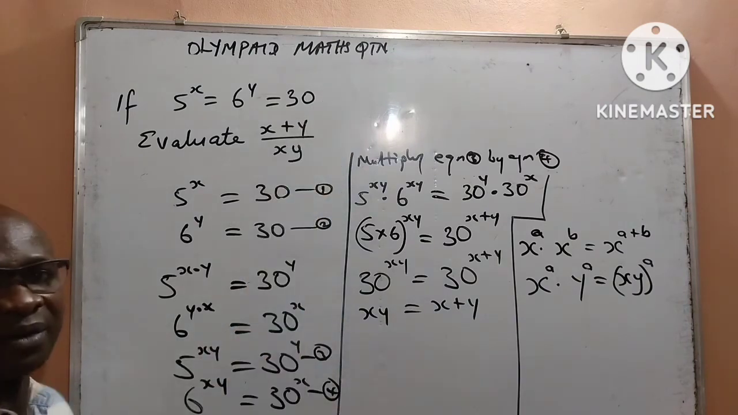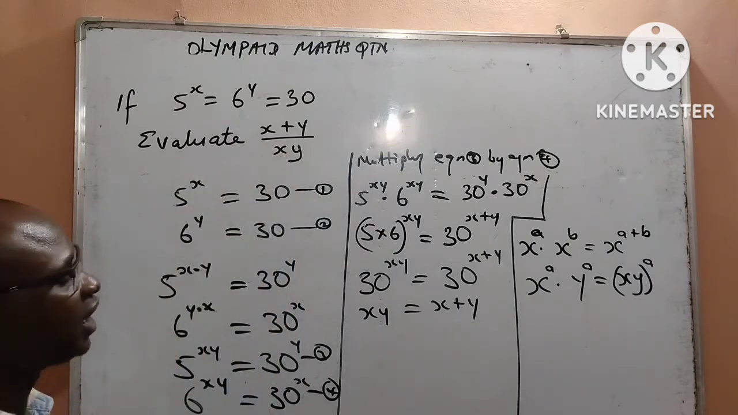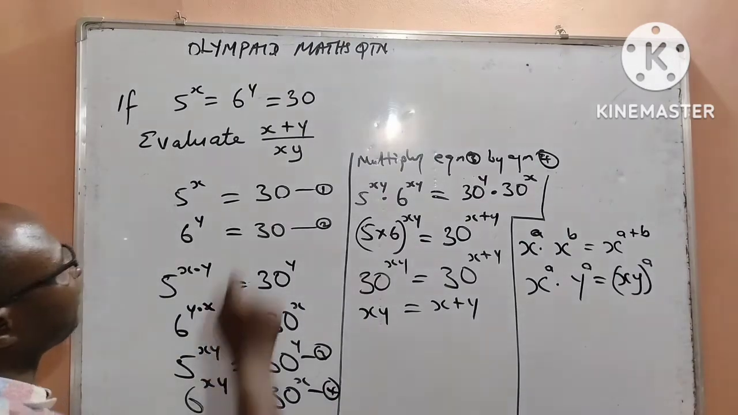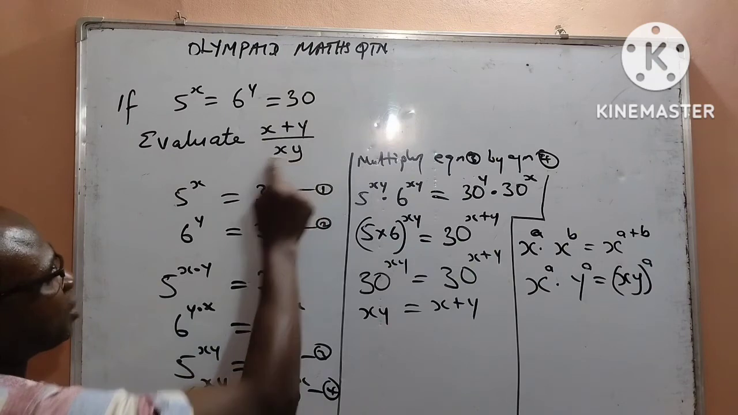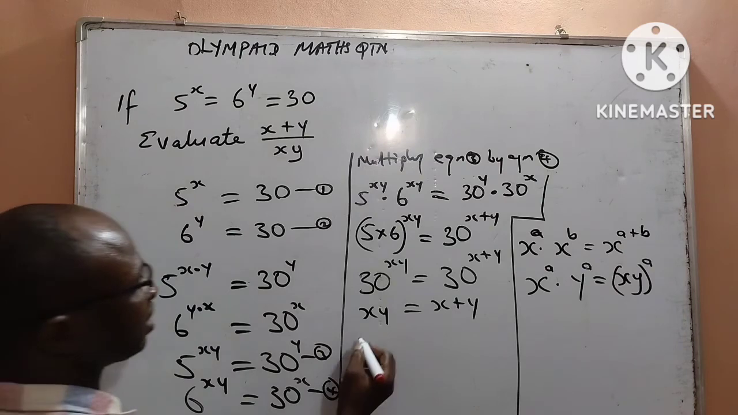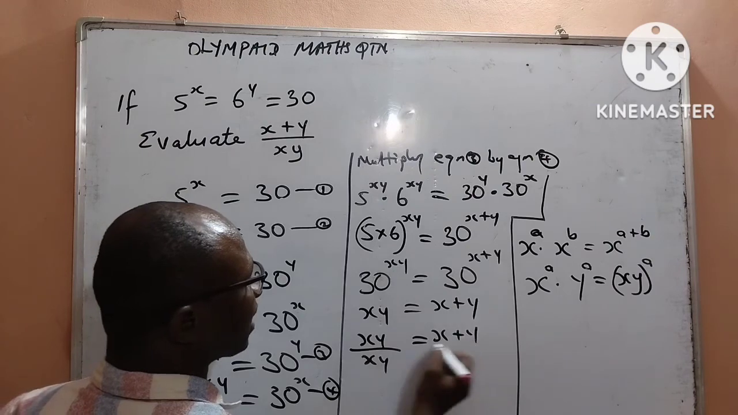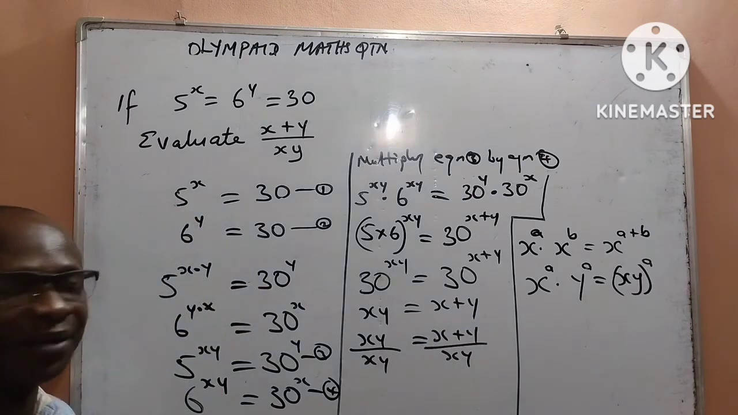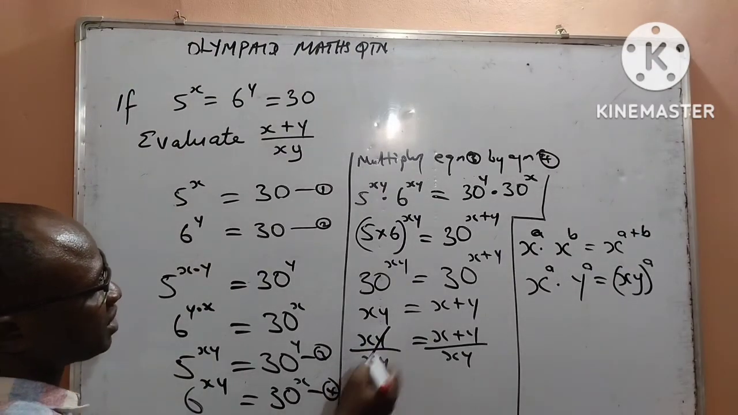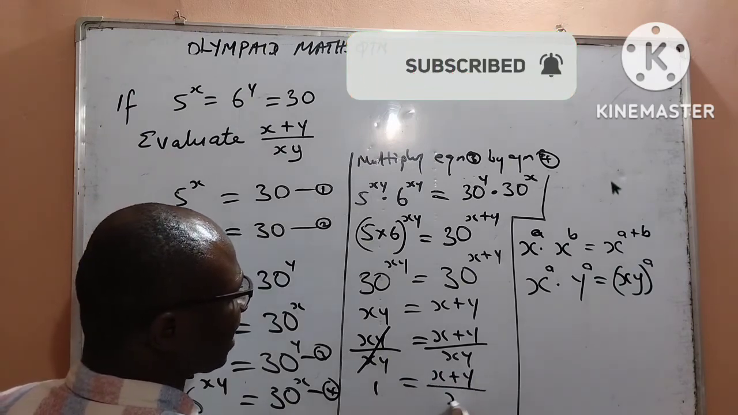Looking at what I am asked to evaluate, since my xy is at the denominator, it means I am going to divide both sides by xy. Alright? If I have x plus y at the denominator, at this point I will divide both sides by x plus y. So this time around I will now say xy all over xy is equal to x plus y all over xy. What am I doing now? I am dividing both sides by xy. And trust that this will now give me 1 equal to x plus y all over xy.